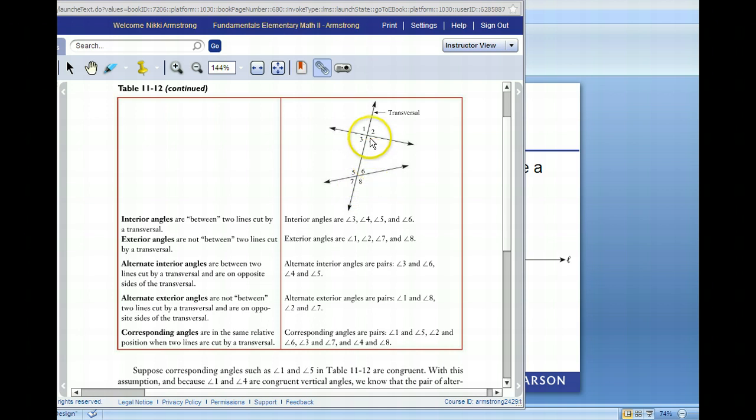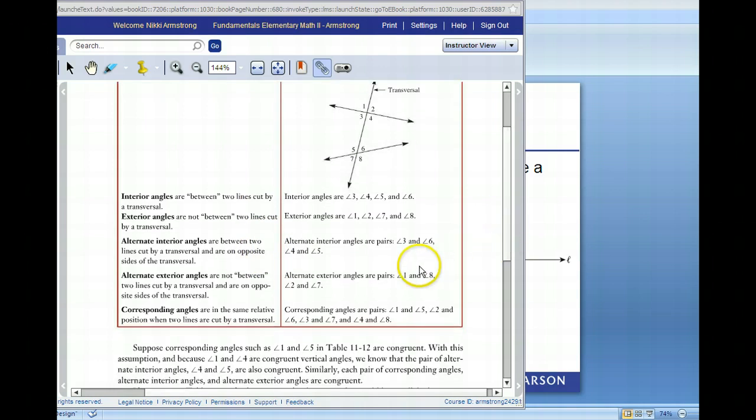So relative to the transversal, 2 and 6 have the same position, right? They're both sort of top right with respect to the transversal in that single line, right? Top right corner would describe 2 and 6 for the transversal in that single line in each situation. Okay, so this gives us some more vocabulary to work with when we're talking about angles here.